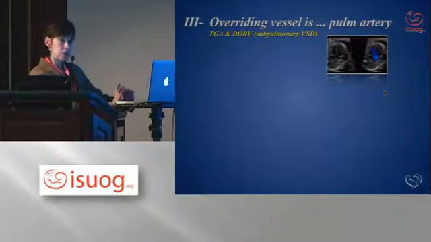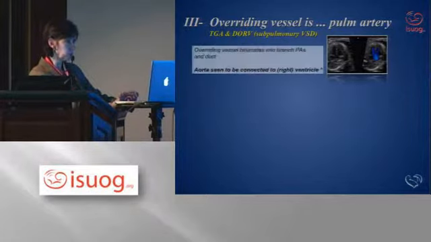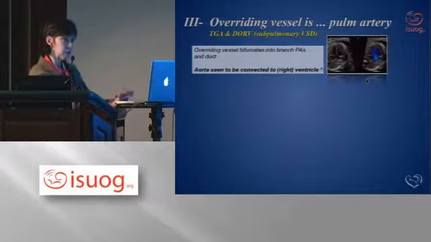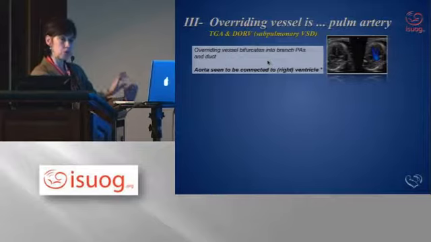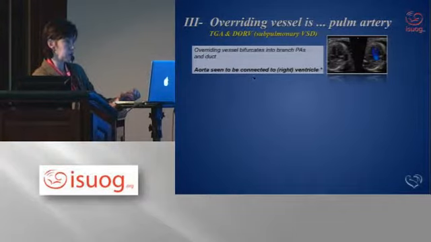Now we've gone through an overriding aorta, which was the beginning of the title, and an overriding trunk, and now the vessel could still be an overriding pulmonary artery. So if the vessel overriding is the pulmonary artery, it should bifurcate into the two branch pulmonary arteries and continue as the arterial duct. And if we do have a second vessel, that will be the aorta, and it's usually connected to the right ventricle in the most common associations.